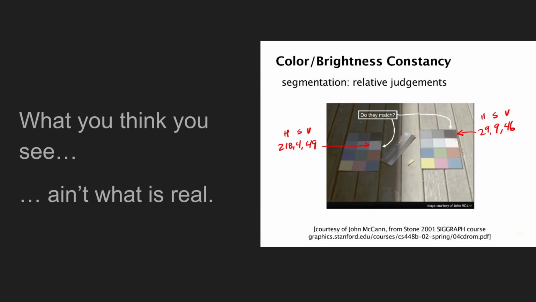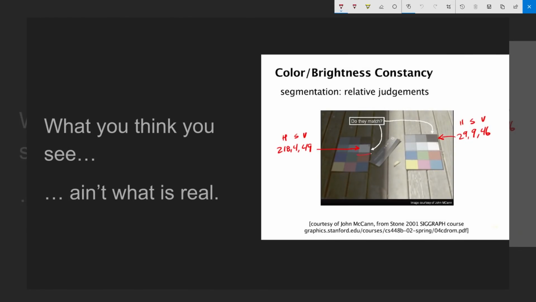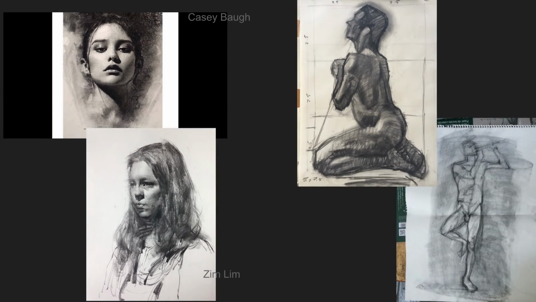There's no way around this. What you think you see is not what's real. And if you're in any doubt at all, just take another look at this and ask yourself as clearly as you possibly can, are these the same value? Can they possibly be the exact same value? And the truth is they can, because that's how the brain works.